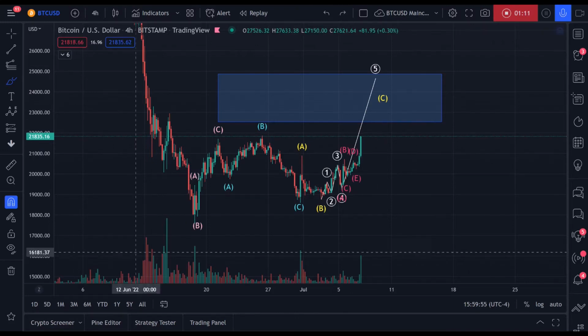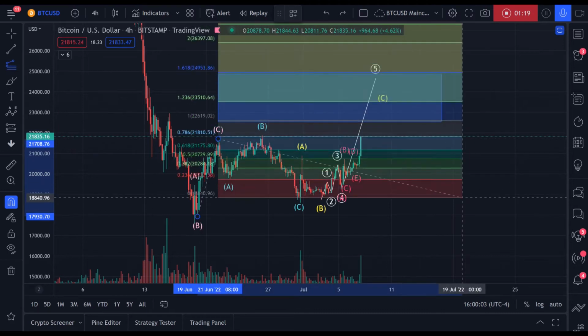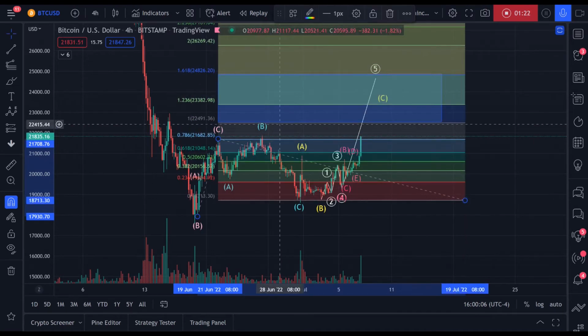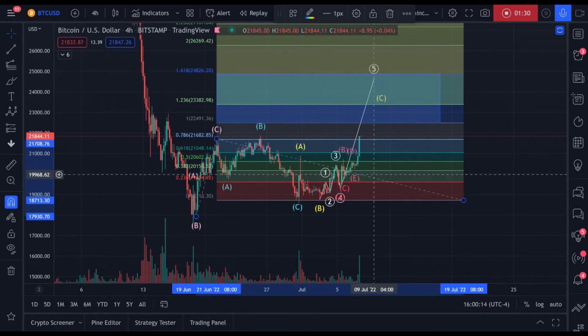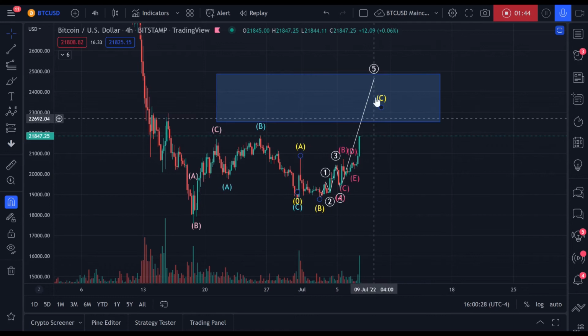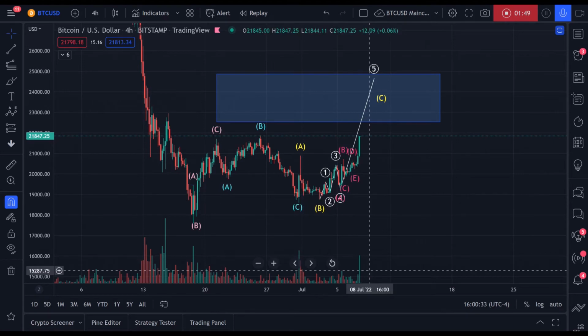How did I get this blue box? Very simply, I took my Fibonacci extension tool from the stochastic low of this A wave to the top retracement of the B wave right here. And you see my blue box goes from the 1 Fibonacci extension all the way to the 1618. Why? Because these wave C extensions typically go between the 1 and the 1236 and sometimes as high as the 1618. This is why I have my blue box between the 1 and the 1618 Fibonacci extension of this A wave and this B wave retracement.